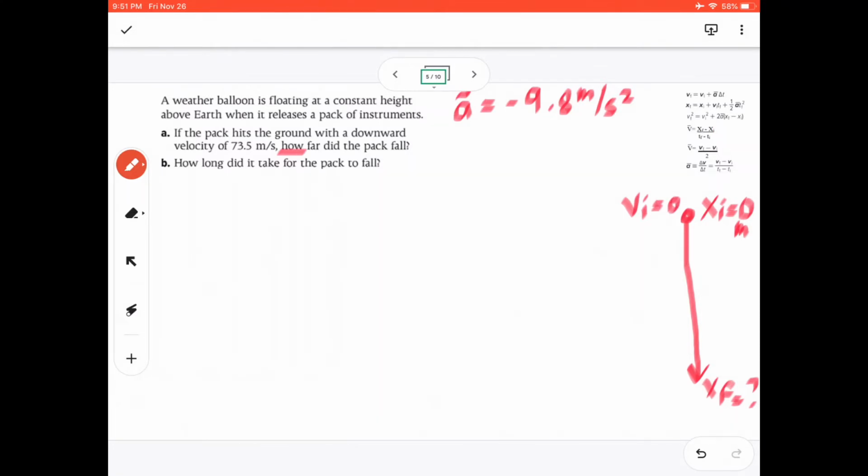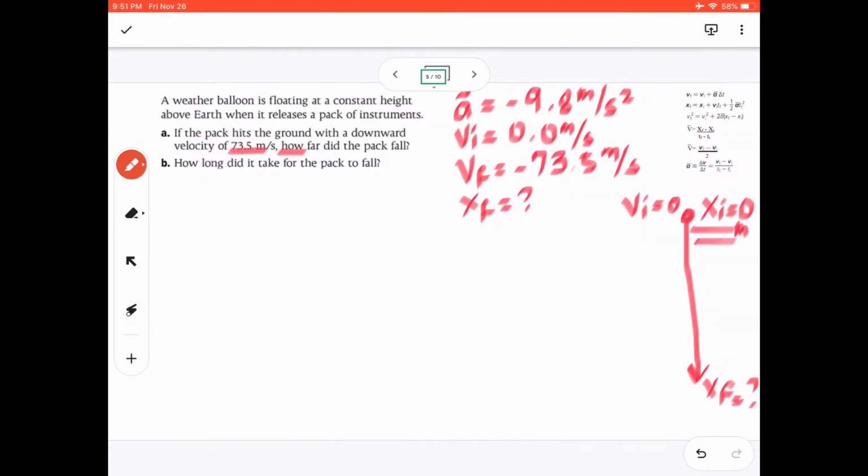So we have VI, initial velocity, will be 0.0 meters per second, and then VF, according to the problem, is 73.5 meters per second. We're going to denote it as negative 73.5 meters per second, the negative being the direction, which is downward. Now XF is unknown. We have to find XF. Now XI, we start at 0 from where the weather balloon is. We're going to solve A in this slide, and in the next slide we're going to solve for B.